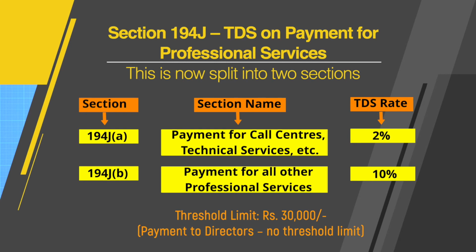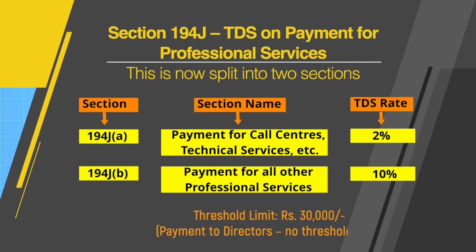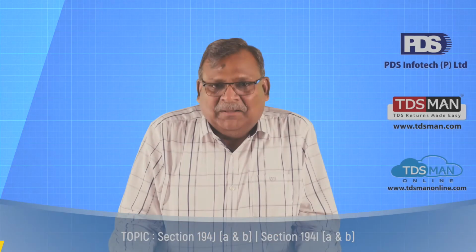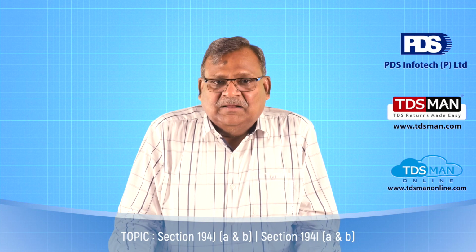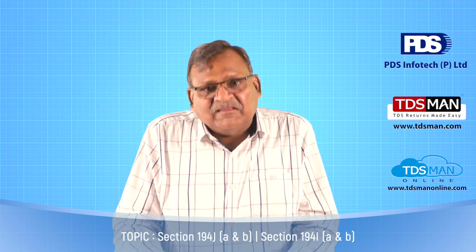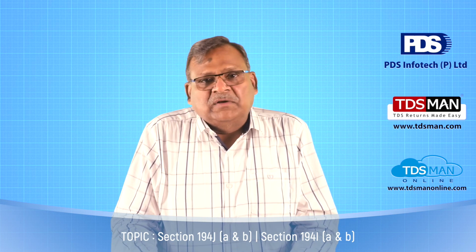One more thing important to note over here is when we talk about 194I, that is payment of rent, the threshold is 2,40,000. Up to 2,40,000, you need not deduct TDS. And for 194J, the threshold is 30,000. When we talk about the threshold, we are talking about payment to a particular PAN number or to a particular person. So if the payment doesn't exceed the threshold, there is no need to deduct TDS.